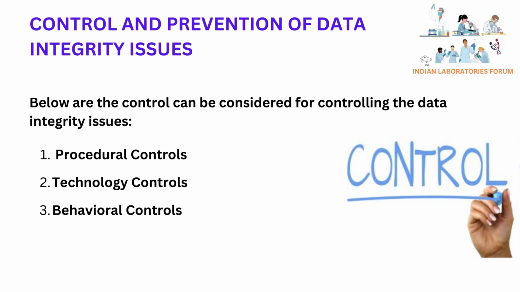Control and prevention of data integrity issues. This is a very important activity of every management to ensure that there are no data integrity issues in the organization. Below are the controls that can be considered for controlling data integrity issues. 1. Procedural controls. 2. Technology controls. 3. Behavioral controls.